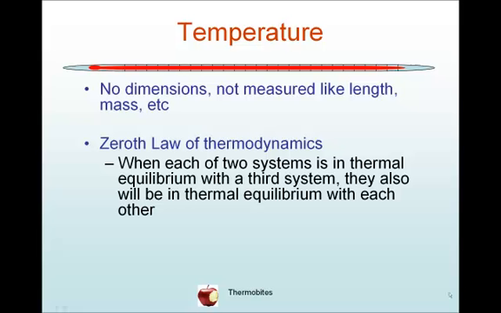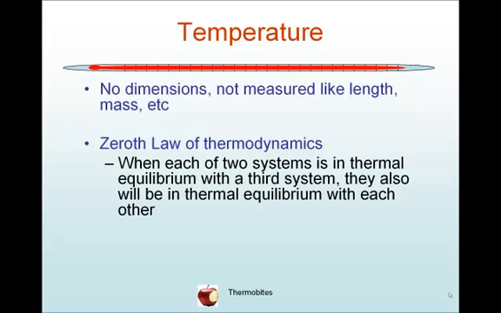Temperature. Temperature is a fundamental concept in atmospheric thermodynamics. Temperature is a scalar. That is, unlike a vector, it only has a magnitude. It does not possess a direction. But temperature is also a scale. That is, it doesn't have dimensions. It's not measured in the same way as length or mass. Temperature is defined as a scale between two fixed points, typically the boiling and freezing of water.